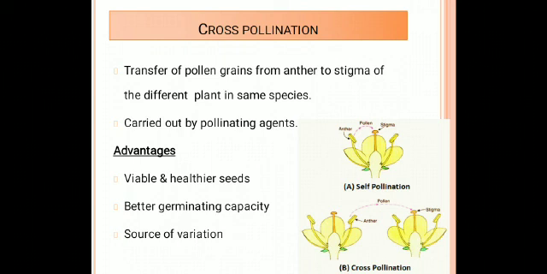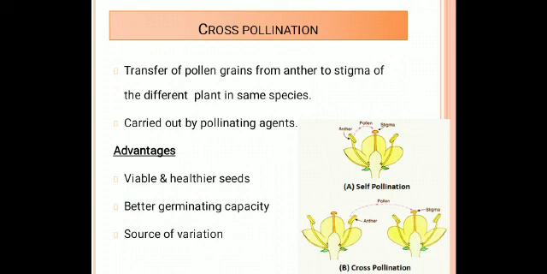Sometimes they will ask the question: differentiate between self pollination and cross pollination. If they ask for the differentiation, we need to write: self pollination occurs in the same flower or same plant, while cross pollination occurs between different plants of the same species. Self pollination needs no pollinating agents, while cross pollination needs pollinating agents.